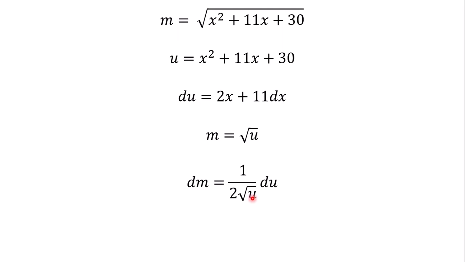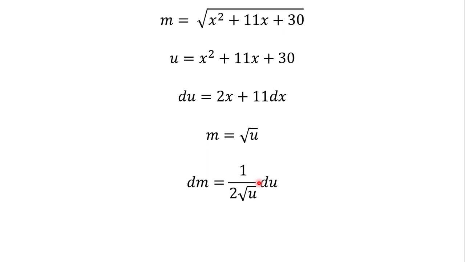You have to go back to the original variable. Okay, so going back to the original, we know that u is equal to this one, and then du is equal to this one. Let's quickly replace them and see what we are going to get for the whole of square root of x squared plus 11x plus 30. Now when we replace them, it is going to reflect how the chain rule formula works.